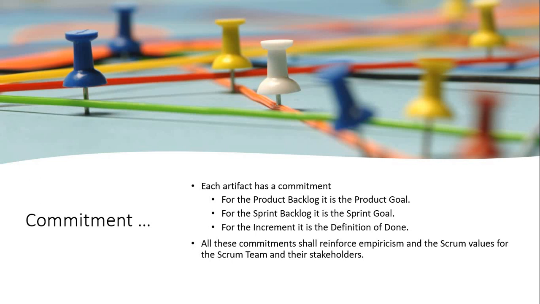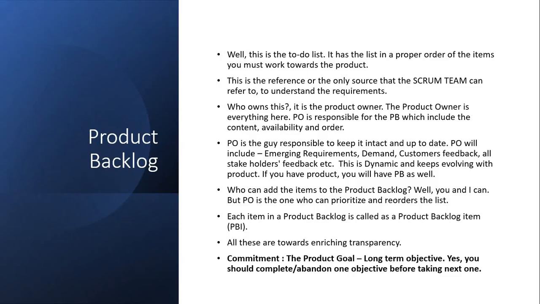Now we have the product backlog, sprint backlog and increment. Each of them will provide you the commitment for getting the product goal reached, sprint goal reached and definition of done met. What is the product goal? What is the sprint goal? What is the definition of done? We will learn that. Now we should understand the terminologies: product backlog, sprint backlog and increment. We will understand that step by step.